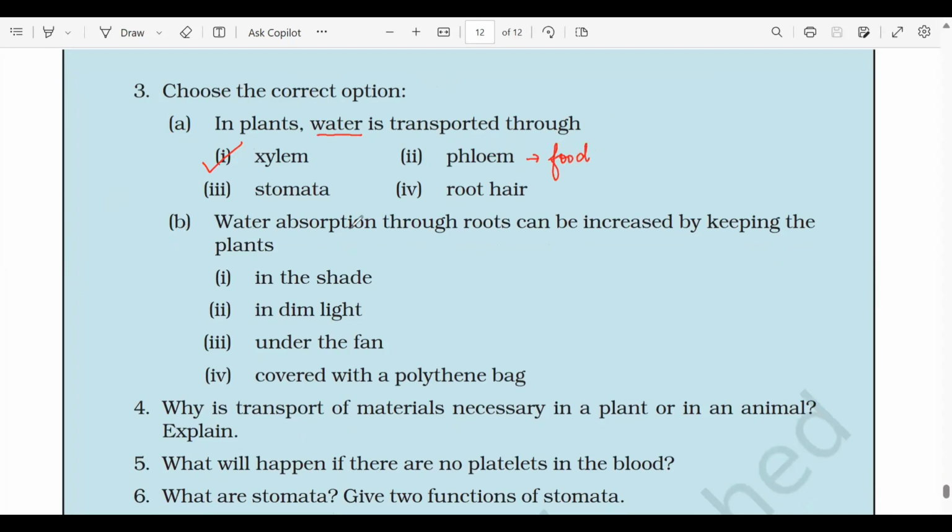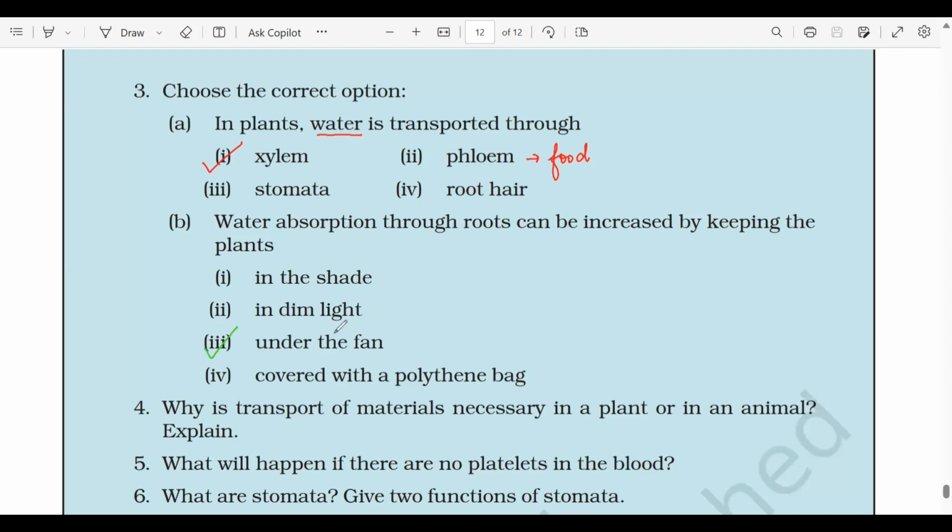Question B. Water absorption through roots can be increased by keeping the plant in the shade, in dim light, under the fan, or covered with a polythene bag. So your answer would be under the fan. जब शेड में रहेगा प्लांट तो ज्यादा ट्रांसपिरेशन नहीं होगा. अगर प्लांट लॉस नहीं करेगा वाटर तो उतना ज्यादा ऑब्जर्व भी नहीं करता है.